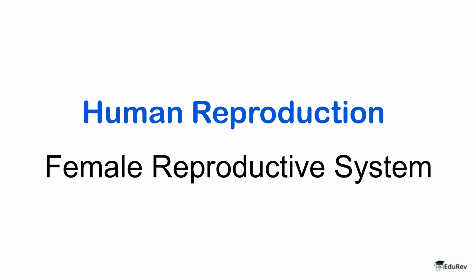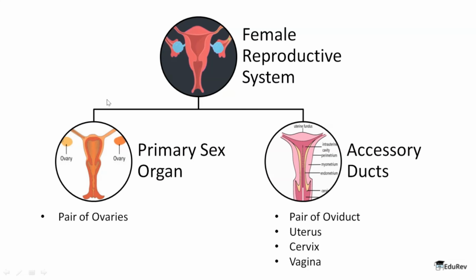So today we are going to study the female reproductive system of the chapter Human Reproduction from class 12th Biology. We have already studied about the male reproductive system and its structures. Now in the female reproductive system there are primary sex organs, which is given here, and we have accessory ducts, same as in case of the male reproductive system. So in primary sex organs in females we have a pair of ovaries. And the others, like pair of oviduct, uterus, cervix and vagina, are all the accessory ducts.